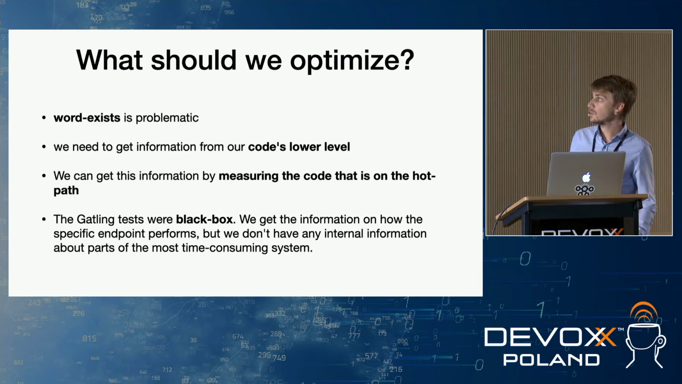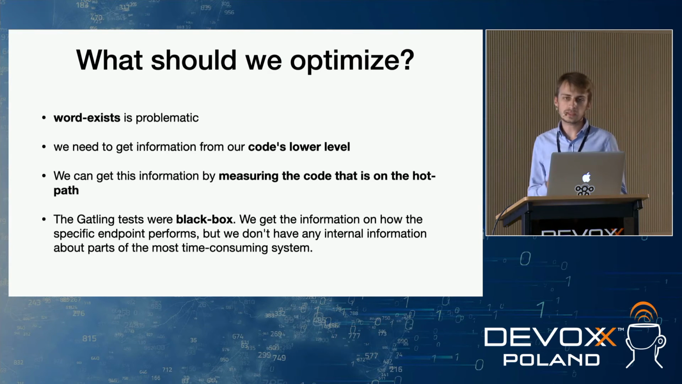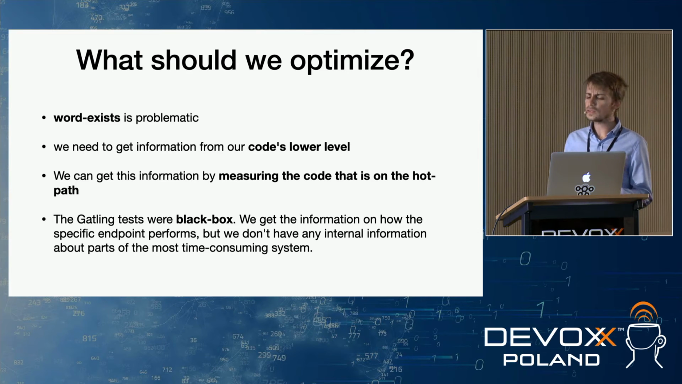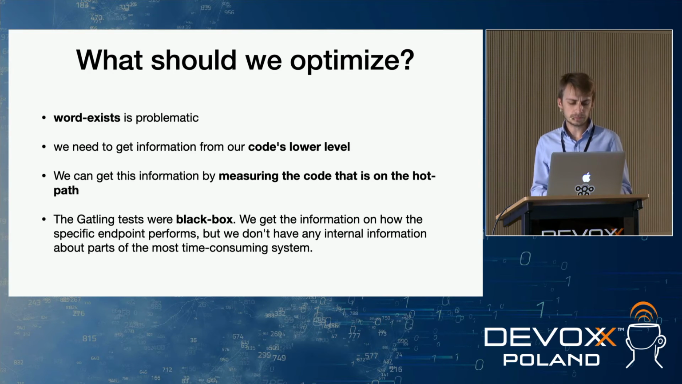And once we know that the word exists is problematic, we need to get information from our code's lower level. So we need to understand what parts of the code path take most of the processing time. We can get this information by measuring the code that is on the hot path. And let's see how to achieve that.